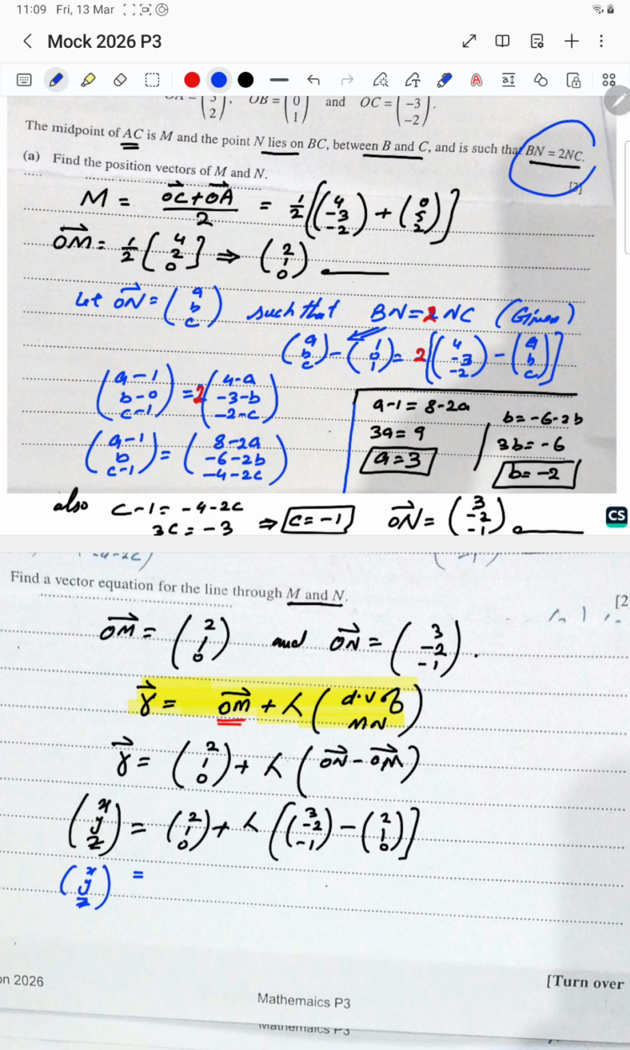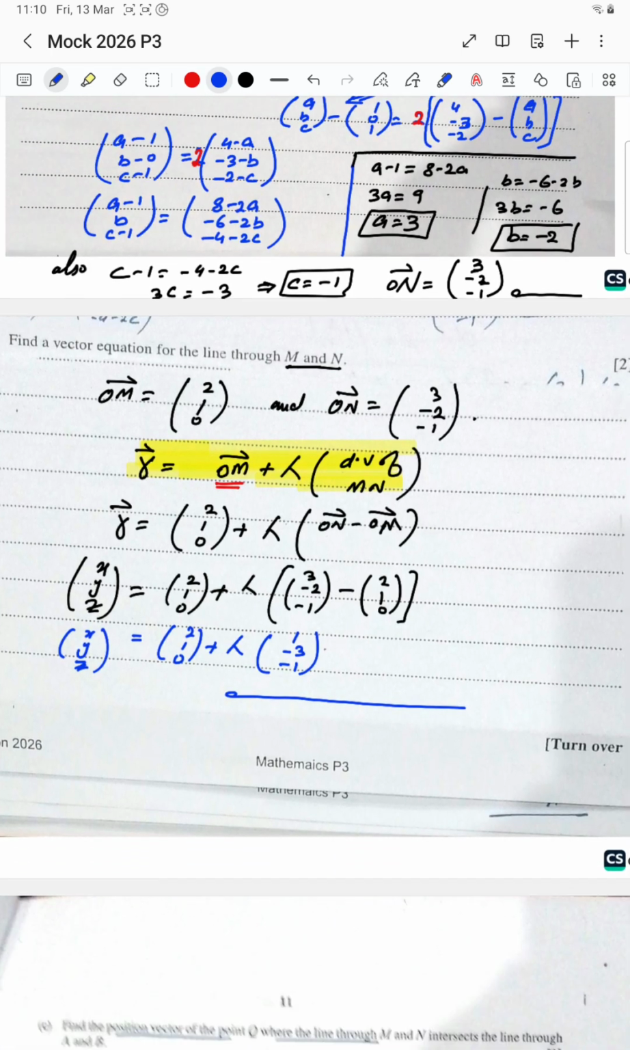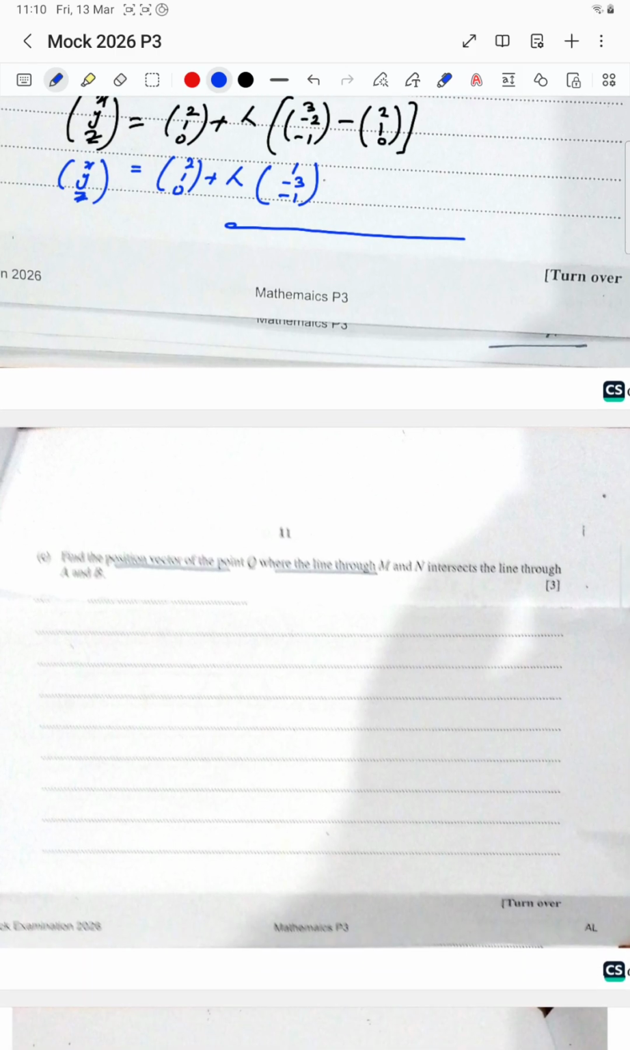is (2, 1, 0) plus lambda times (1, -3, -1), since 3 minus 2 is 1, minus 2 minus 1 is minus 3, and minus 1. So this is the equation of the line through M and N. I hope it is clear. Okay, let's proceed to the next part.